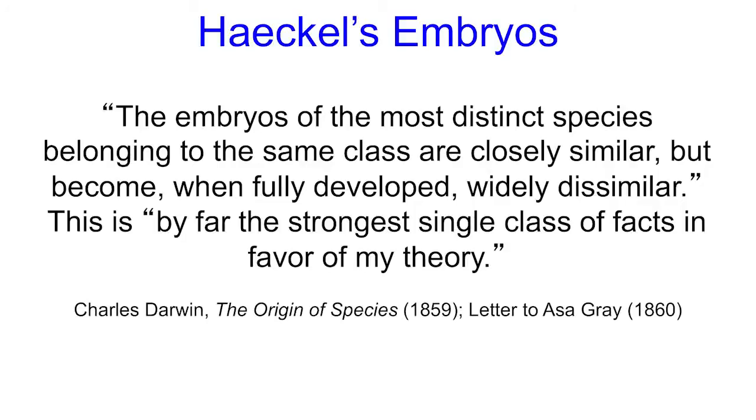Moving on to the next icon, Haeckel's embryos, which John West mentioned. For Darwin, this was by far the strongest single class of facts in favor of his theory: that the embryos of the most distinct species, in his case he was thinking of vertebrate embryos, embryos of animals with backbones, are closely similar, but become, when fully developed, widely dissimilar.